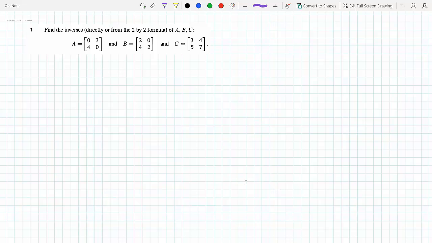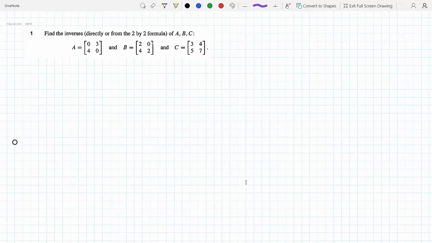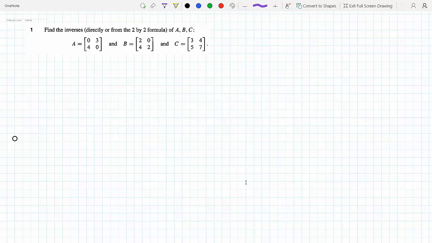You could also do cofactors and cominors. There's many ways to find the inverse. Okay, so let me do a first.